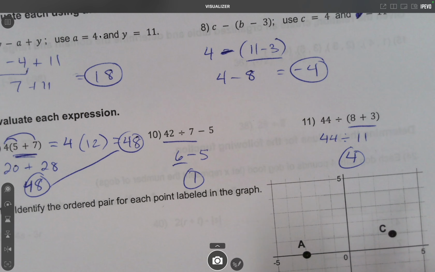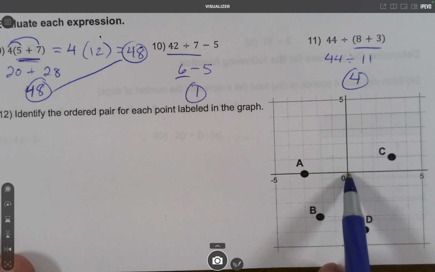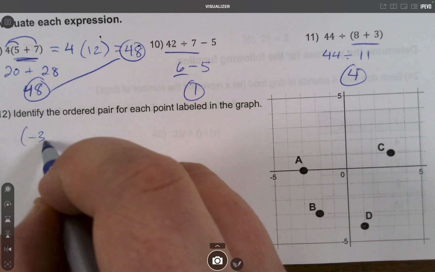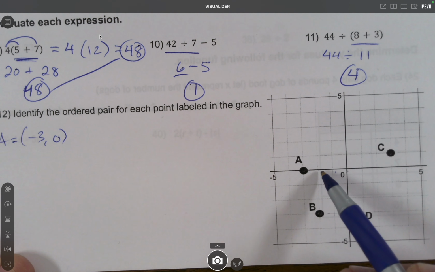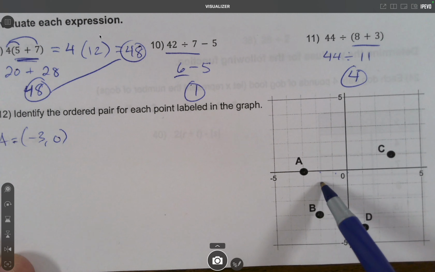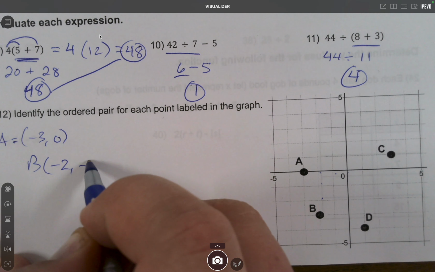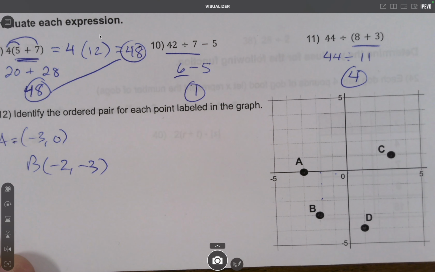Okay, 12, we're asked to identify the points on the graph. So A has gone to the left 3, but it hasn't done any moving up or down. So we do negative 3, 0 for A. B, we've gone to the left 1, 2, and down 1, 2, 3. So B is negative 2, negative 3. Because it's from the origin, it goes left 2 and down 3.